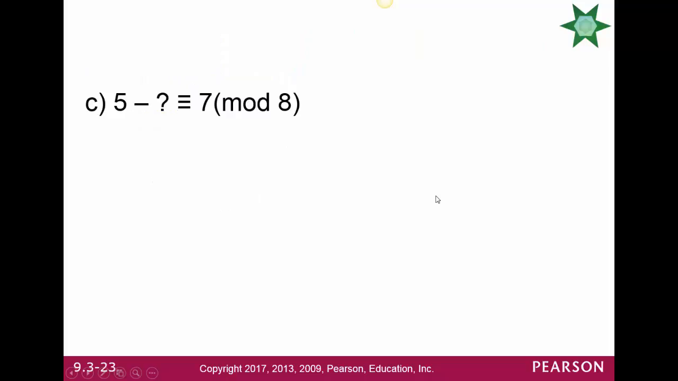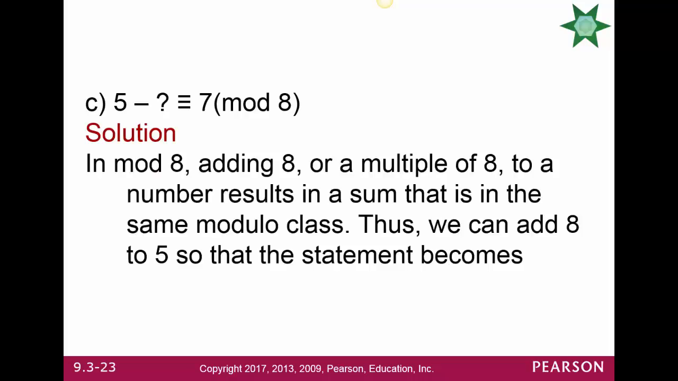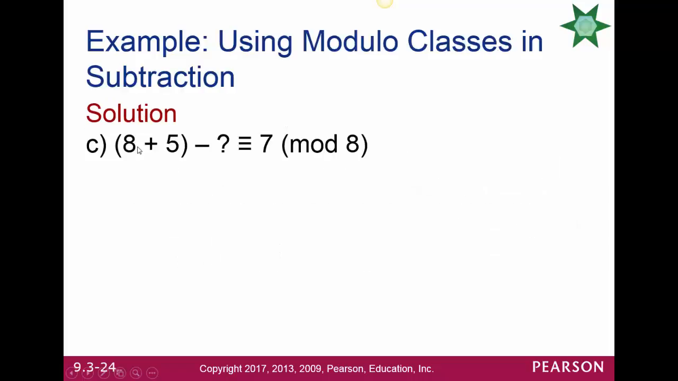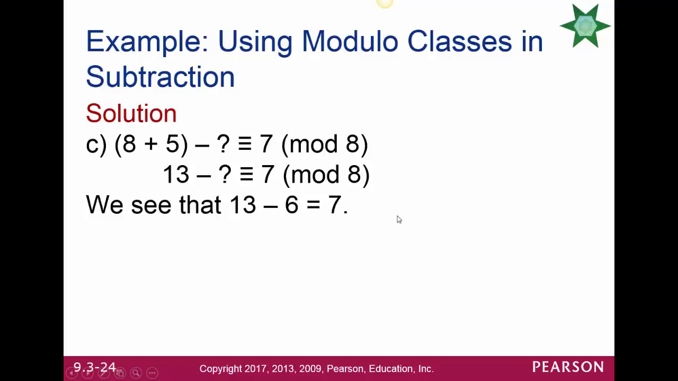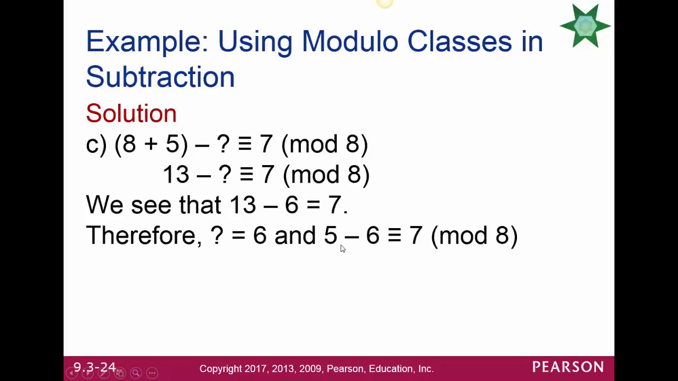And then the last one: 5 minus what is congruent to 7 mod 8. Again, adding an 8 here. If we add an 8 there, 8 plus 5 would give us 13. What do I subtract from 13 in order to get 7? I subtract 6. Now I want to get back to the original problem, so because we started with a 5, I subtract the modulus and go back to 5. So it's going to be 5 minus 6 is congruent to 7 mod 8.